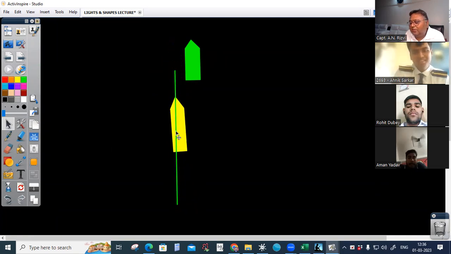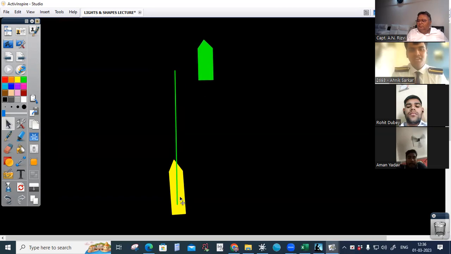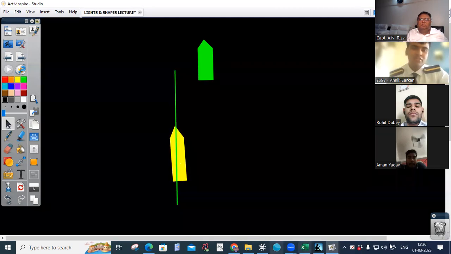So, sir, in this case, bearing will not be constant because bearing will keep on increasing here, sir. Actually, if it moves in this aspect and in a straight line, bearing will keep on changing, sir. If it is 30 degrees from here, when it reaches the top tip of the green line, it will be about 80 degrees, sir.